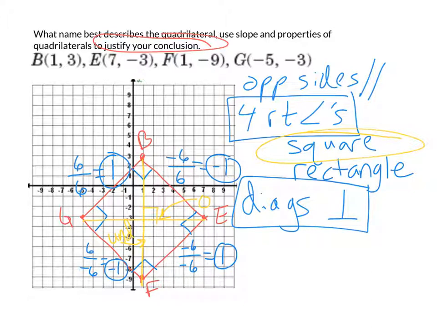Woo! That was pretty exciting. Again, we could have found the lengths of our sides. That's a totally fine way of going about it. I kind of hate using distance formulas, so I just stuck with my slopes and remembered my properties of quadrilaterals.